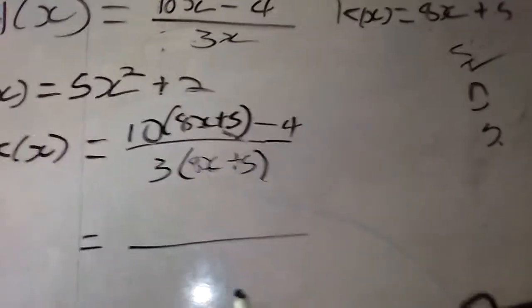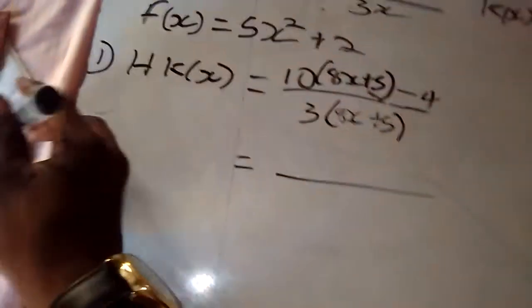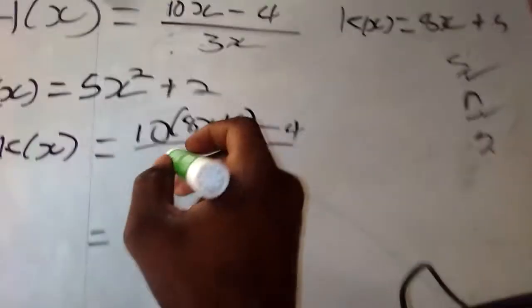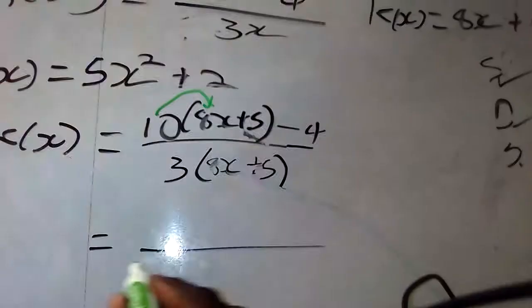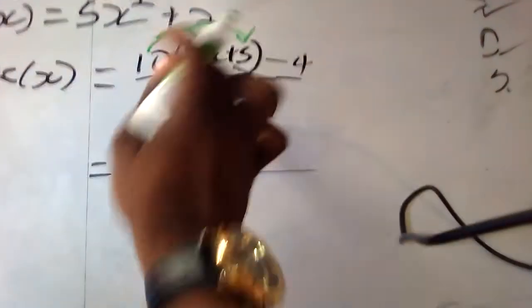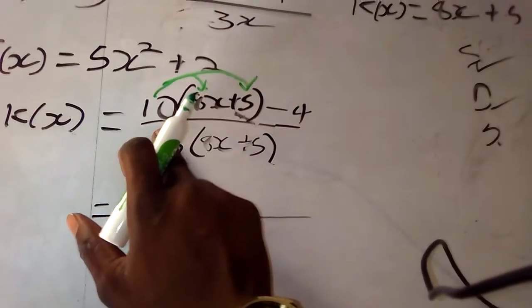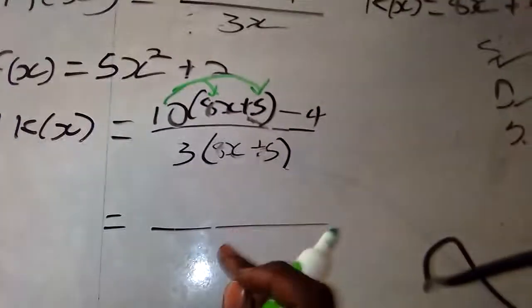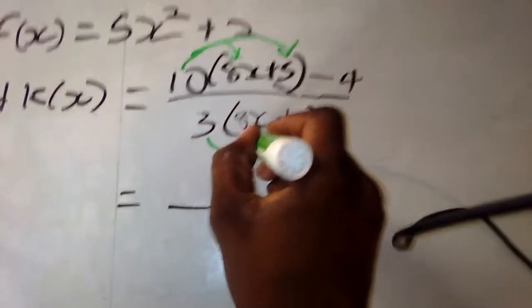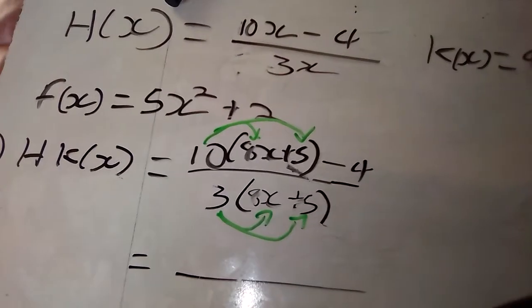After I substitute, we know what we are doing next, which is distribution. So we need to distribute the terms. If somebody forgets what we need to distribute, I'm going to use the green marker. We distribute this 10 by the 8x and this 10 again by the 5. Anytime I distribute something outside, I multiply the outer term by everything inside. And we can distribute here too: the 3 times the 8x and the 3 times the 5.